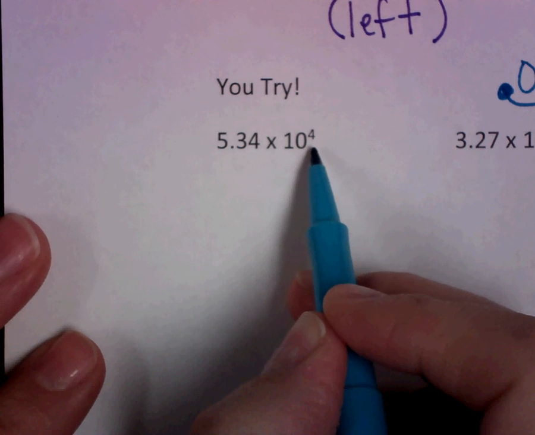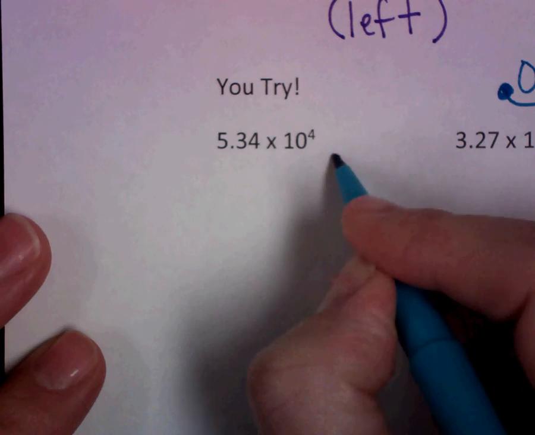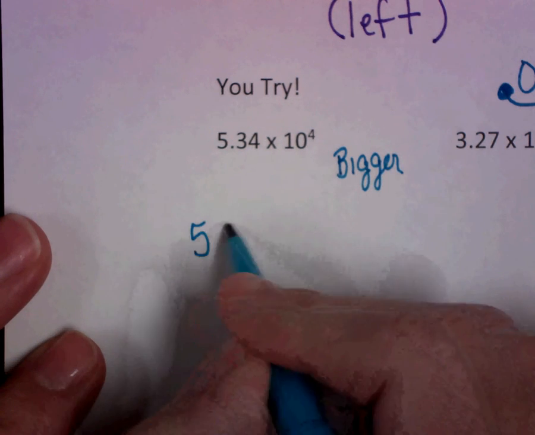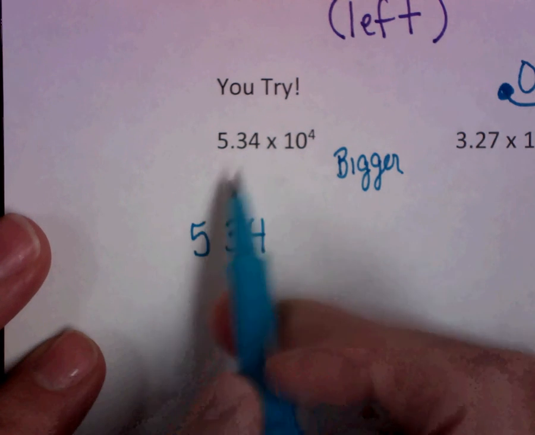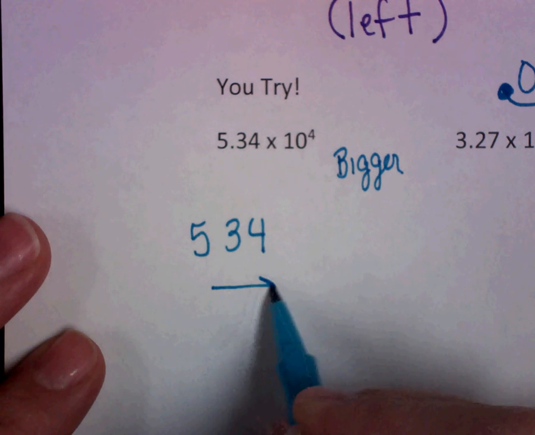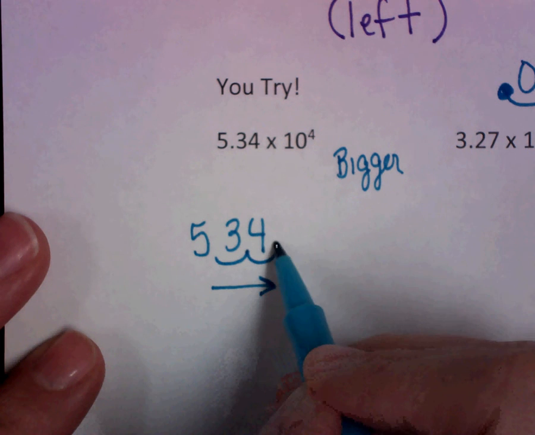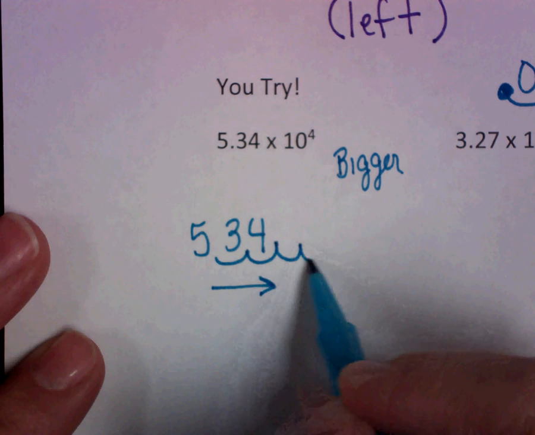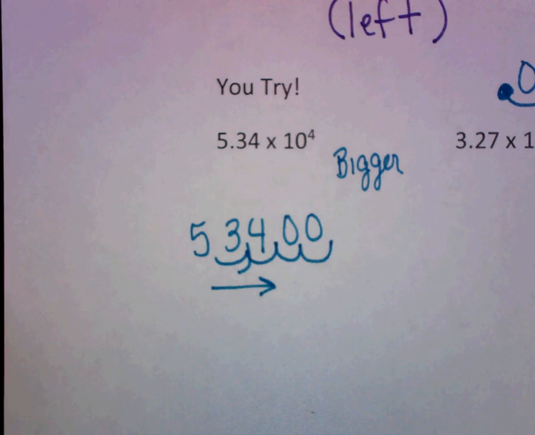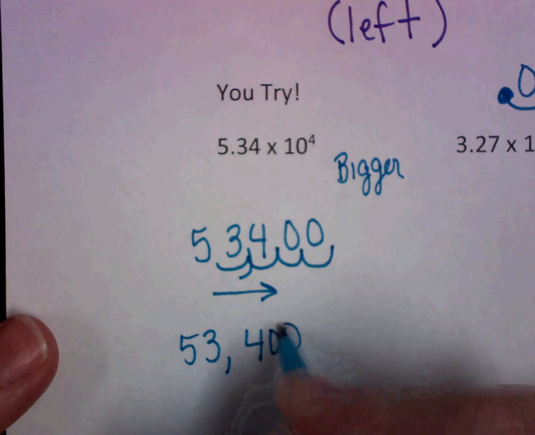Okay, let's look at the other examples together. My exponent is positive, so I want to make my number bigger. If I'm going to make 5.34 bigger, we're going to go to the right. 1, 2, 3, 4, and then fill in our spaces with zeros. So 53,400.